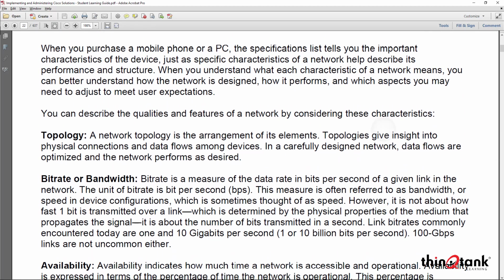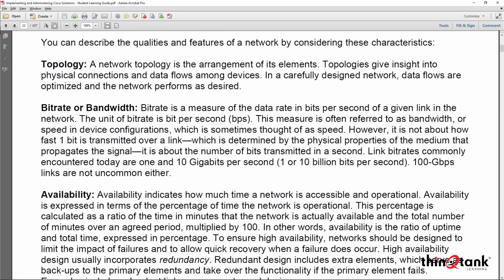Now, what are the characteristics of the network? We can describe the qualities and the features of a network based on specific characteristics. Number one, the topology, right? In the past, topology was a big concern because we had a couple of different options for how we implemented it. It would either be a bus or a star topology.